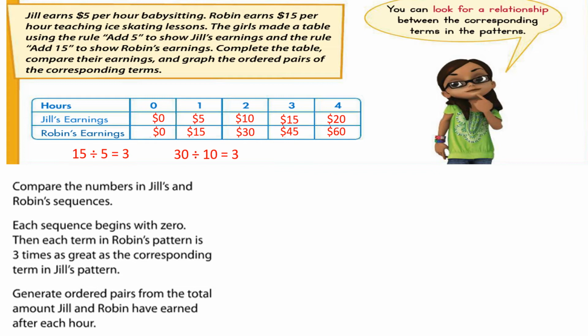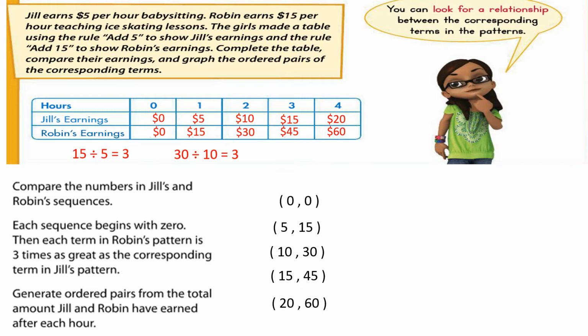I want to graph that table. How to do this one easily? Firstly, generate ordered pairs from the total amount Jill and Robin have earned after each hour. How can I get those ordered pairs easily? Of course, from the table, which is the first point 0 and 0. The second point, after 1 hour, will be 5 and 15. Of course, 5 for Jill and 15 for Robin. After 2 hours will be 10 and 30. Of course, 10 is for Jill's earnings and 30 for Robin's earnings. After that, 15 and 45, then 20 and 60. Where did I get those points, guys? From the table, of course.